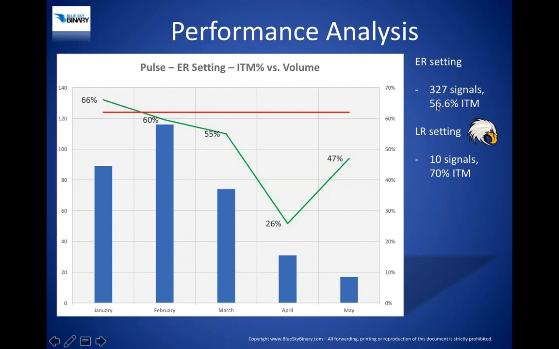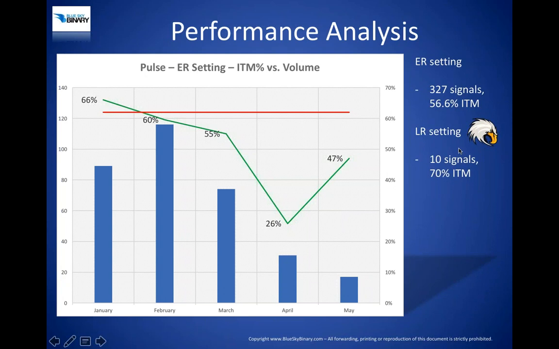Now, 57% win rate is not going to cut it, right? Because remember, it's a 5-minute signal stream like the Turbo, which means the break even required is at 62%. But if you switch on Hawkeye and you look at the performance on a month by month basis, so January, February, March, April, May, you'll see that 10 signals that did get taken under the LR setting, which is the low risk setting, it's one of the lowest risk settings, they managed to win 7 of them, right?